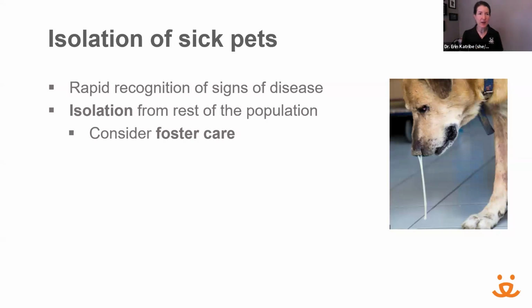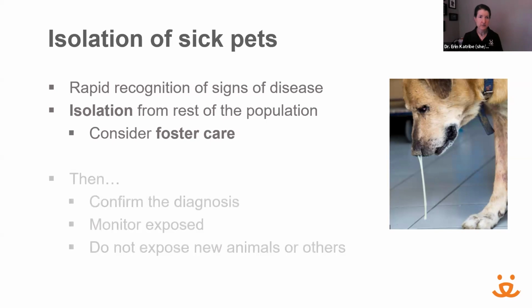Okay, lastly, let's talk about isolation of sick pets. So in the event that an infectious disease does happen in your shelter, we need to rapidly identify that disease and we need to pull that animal out of general population. These animals are highly, highly contagious. They're dumping tons and tons of pathogen into the environment and onto their neighbors. And so we need to pull them out of general population so that disease doesn't continue to spread. If we don't have great isolation space, or even if we do, foster care is often a better option. And so I encourage you to think about that.